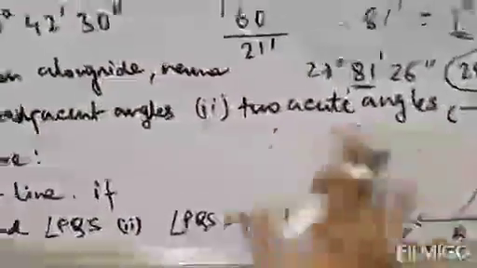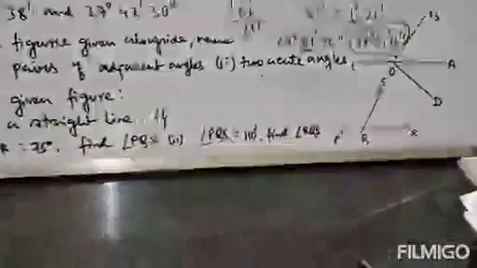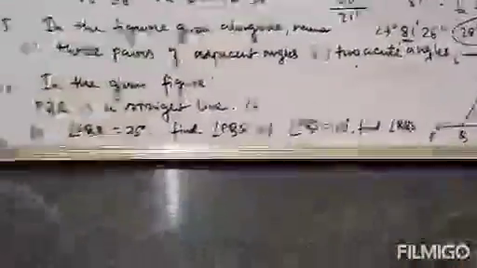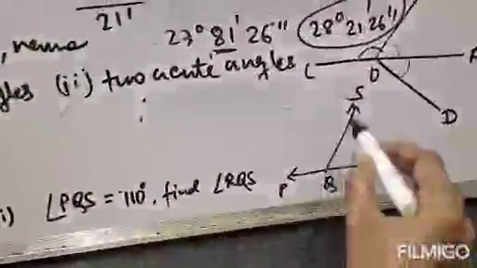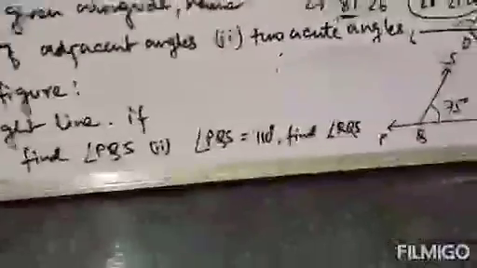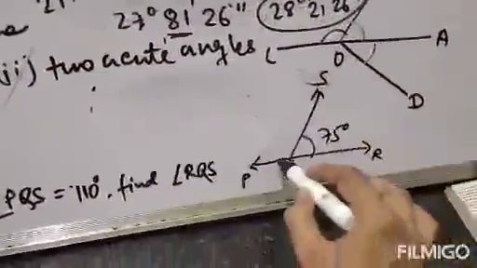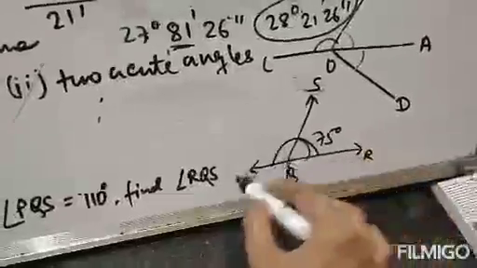Next, last question, question number 6. In the given figure, PQR is a straight line. If angle SQR is 75 degree, we have to find out angle PQS. Now see, this total angle is 180 degree because it is a straight line.